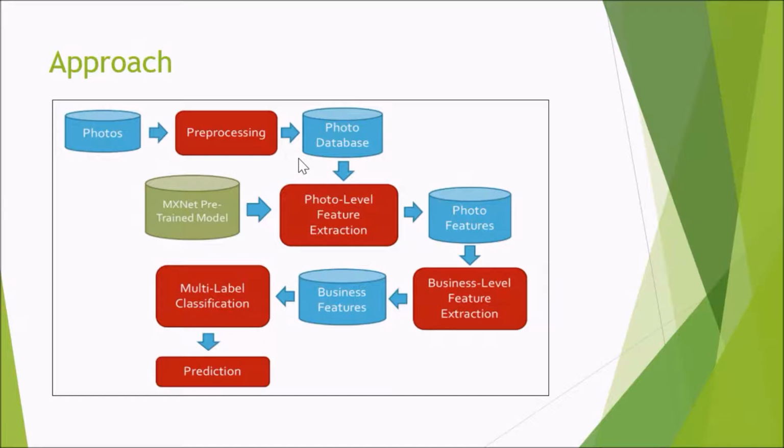So the approach adopted for this project mainly consists of 4 phases or stages. Phase 1 is the pre-processing where we get the data ready to be fed to the model. Phase 2 is photo level feature extraction. Phase 3 is business level feature extraction, and the last phase is multi-label classification and prediction.